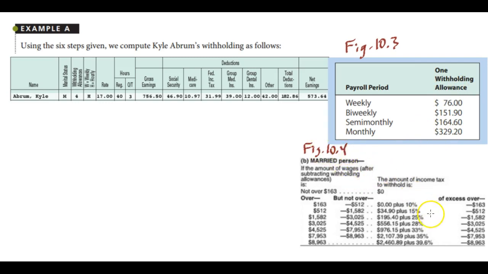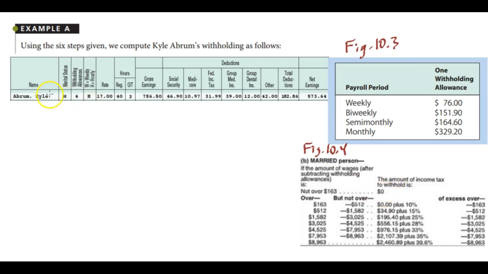This is the main thing we're using, and this can get a little complicated, so I'll break down how to use this. And this is only part of figure 10.4. There are different tables based on if you're married or single, and if you're being paid weekly, bi-weekly, monthly. So there's a lot more to figure 10.4. This is just the weekly married table. So if you're being paid weekly and you are married.